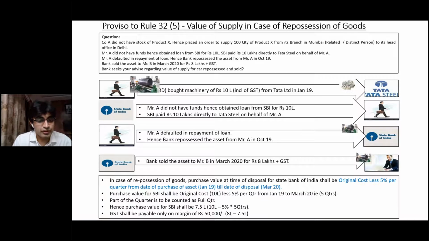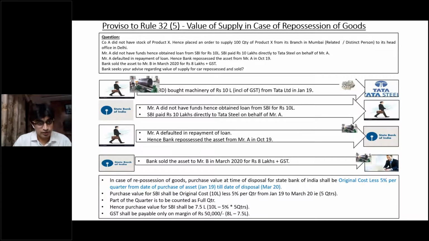Okay, there is no WDV or SLM method. This is a fixed 5% per quarter. So you can count it as SLM. 5% is per quarter, fixed. Original cost less 5% per quarter. So you can count it as straight line, 5% per quarter. Clear? So this is our proviso to rule 32 sub rule 5.